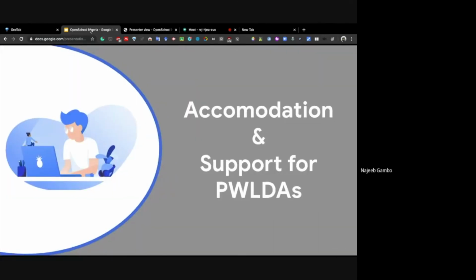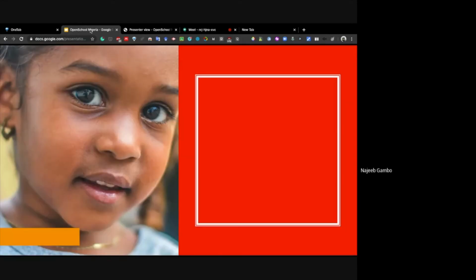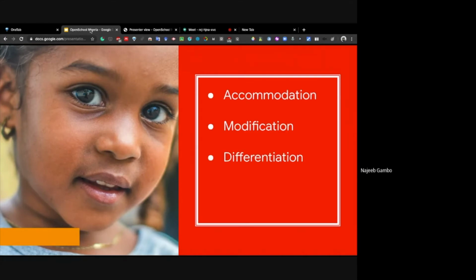And there is what we call accommodation and support for people with learning disabilities. I am not sure about Nigeria, how we really enforce this. You can see we have what we call accommodation, modification, and differentiation. You have a student that is a hard of hearing student. How do we accommodate him?